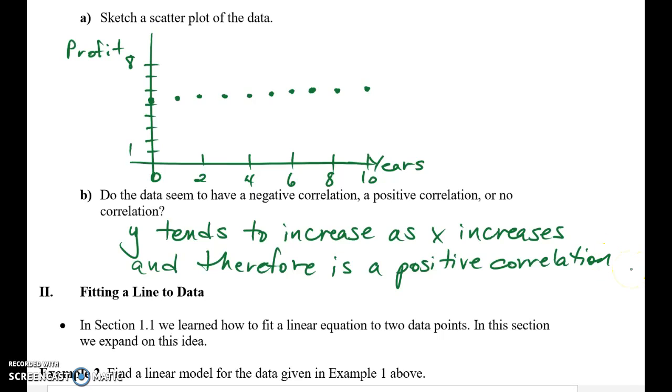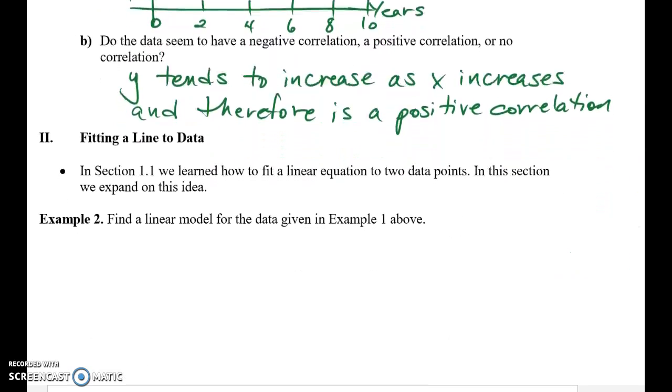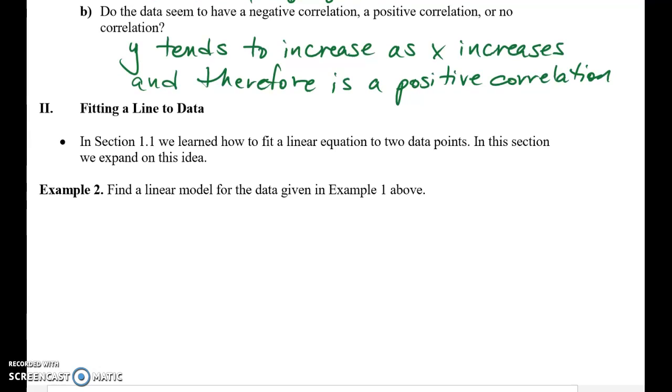Next, fitting a line to data. In section 1.1, we learned how to fit a linear equation to two data points. In this section, we expand on this idea. Example 2. Find a linear model for the data given in example 1 above. So what we're going to do is pick 2 points. Somewhat arbitrary, but 2 points nonetheless. I'm going to pick 1, 5.22 and 6, 6.22.